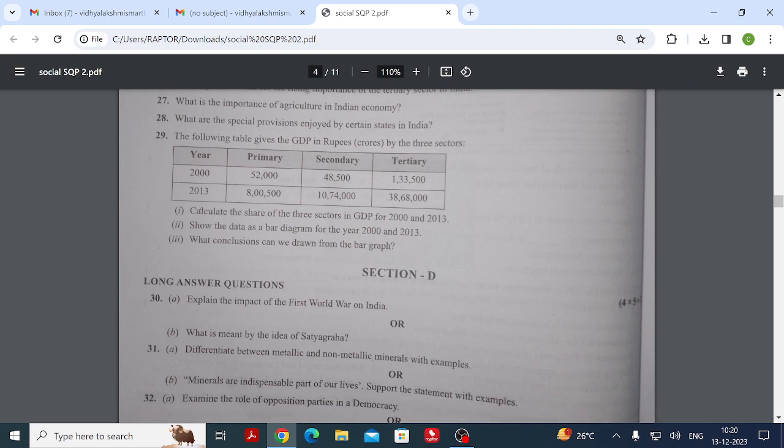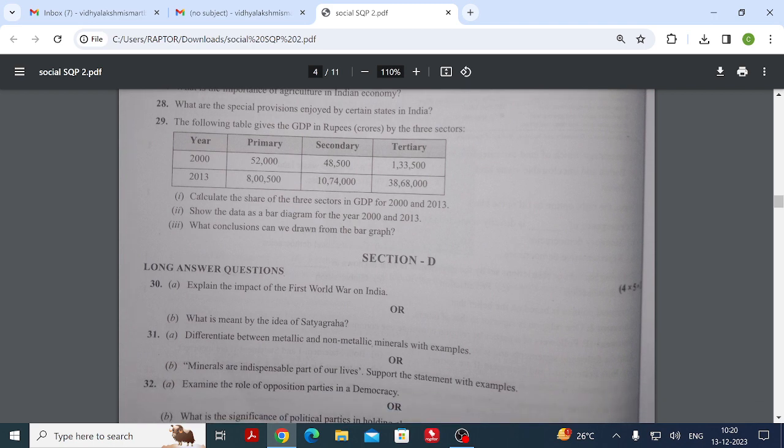Now, the following table gives GDP in rupees. Calculate the share of the three sectors in GDP. Take a rough note and calculate. 29th question. What is the question actually about? Here they have mentioned primary. There is a shift between 2000 and 2013.